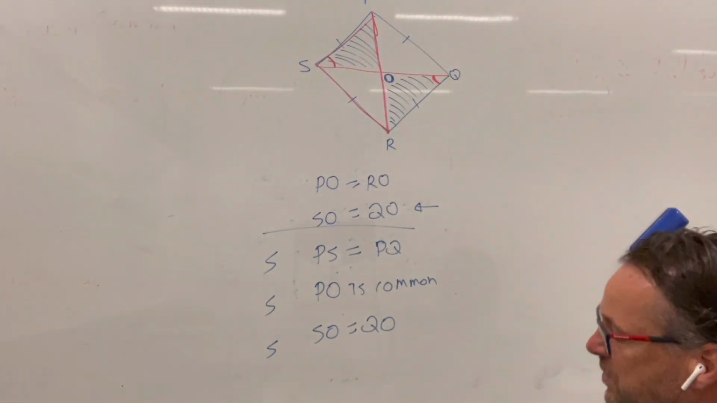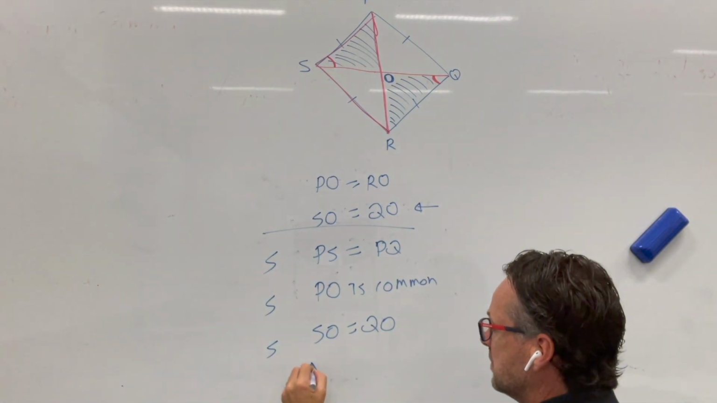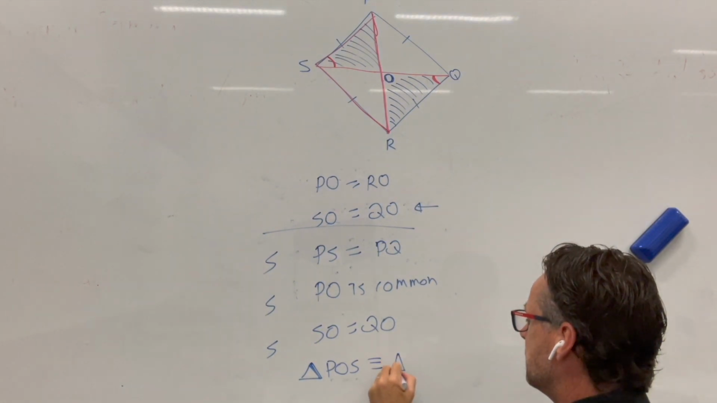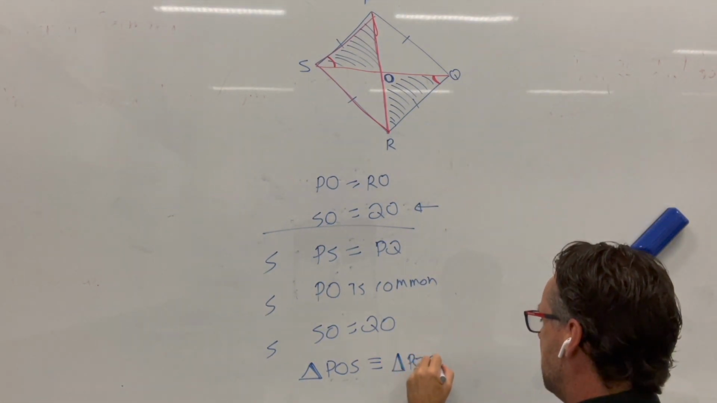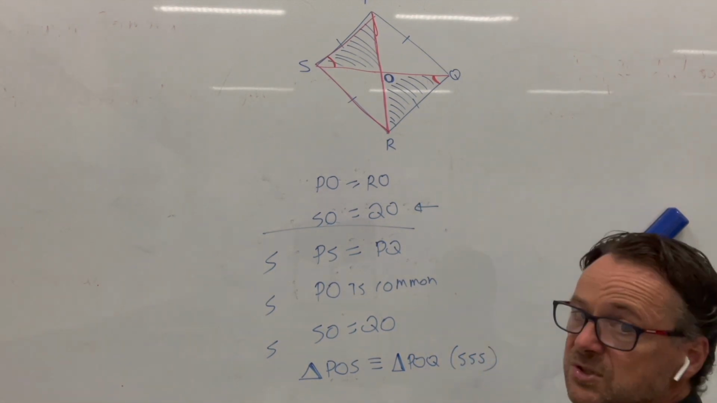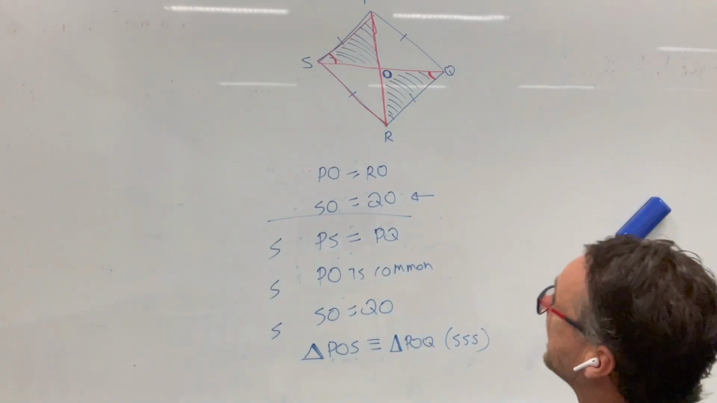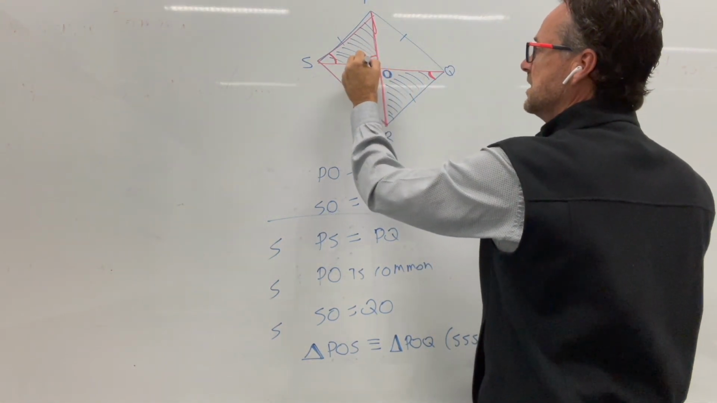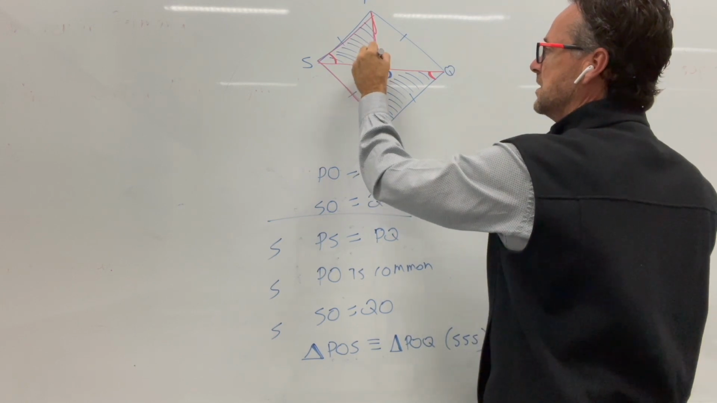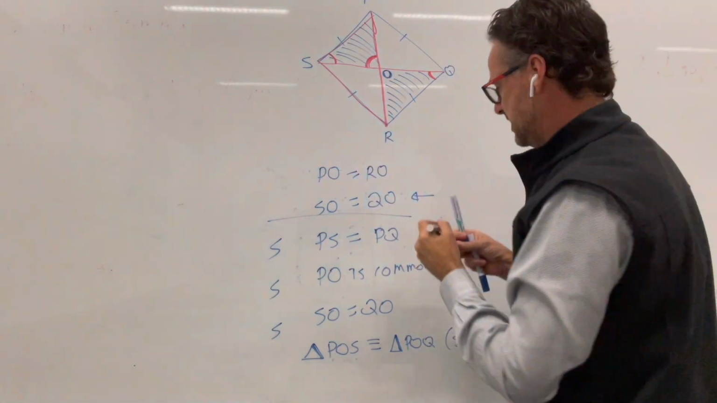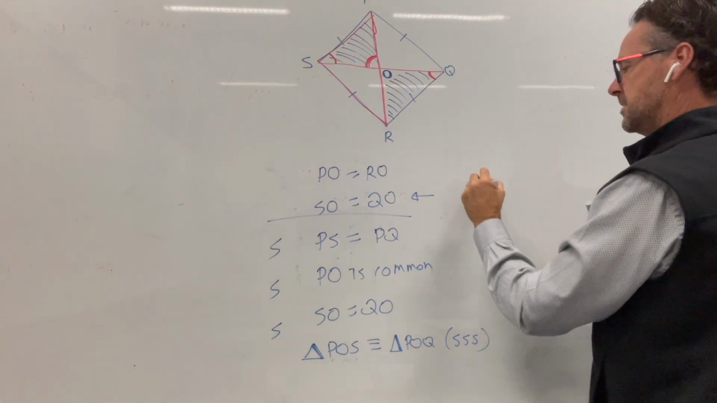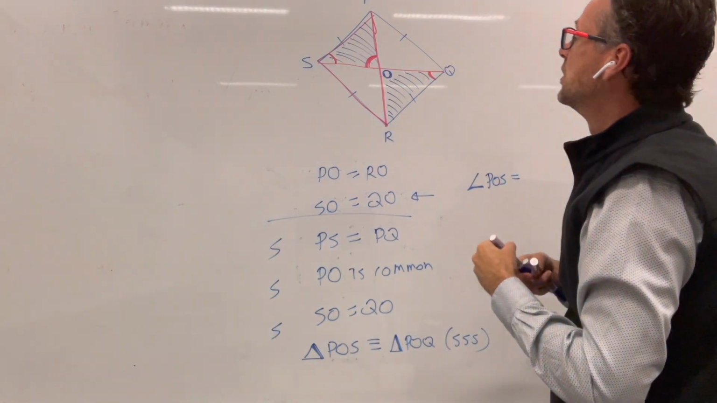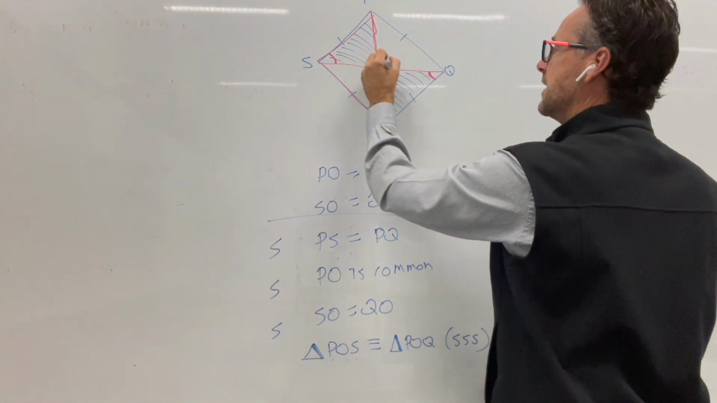So now we can write a congruent statement that says that the triangle POS is congruent to the triangle POQ. And that's with side, side, side as the congruence test. We can now see that the angles POS, so it's at that angle in here, okay, we can say that angle POS is equal to the angle POQ, that angle on that side.